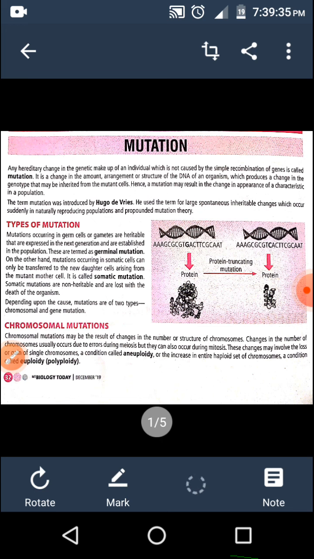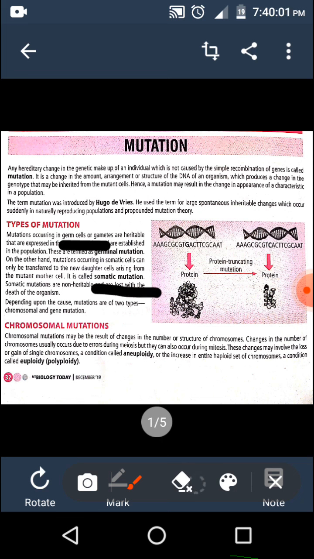One classification is based on where the mutation is happening. The mutations which occur in germ cells are called germinal mutations. So germinal mutations are those which happen in germinal cells. And another one is the somatic mutation. Somatic mutations are the mutations which occur in body cells, or somatic cells.